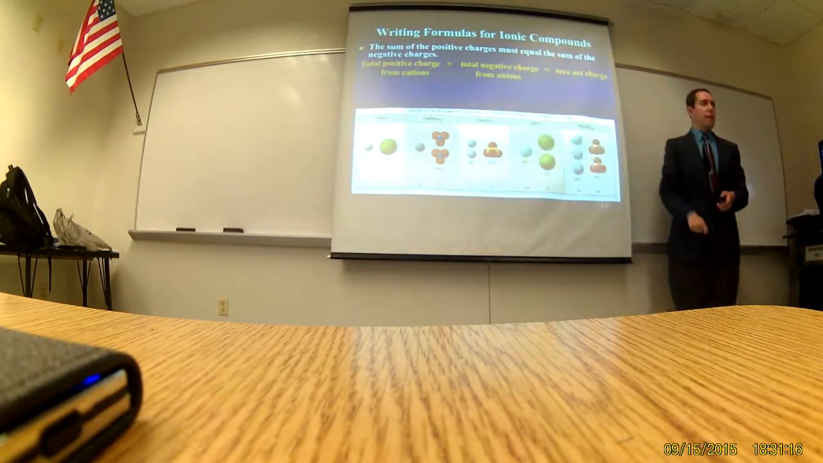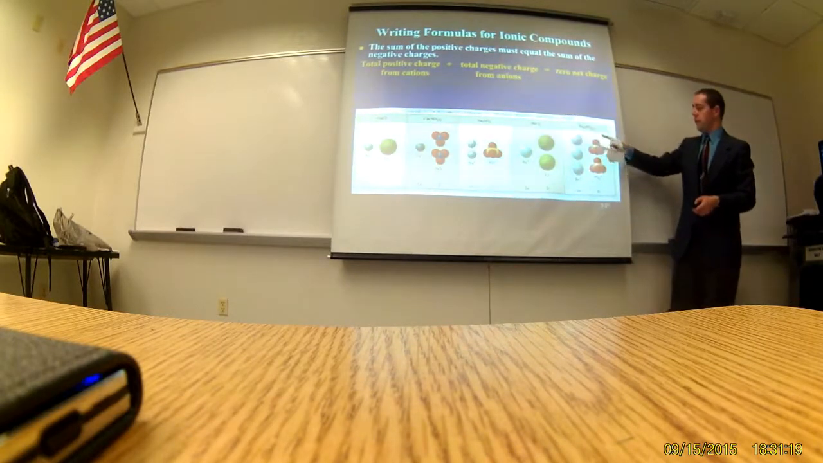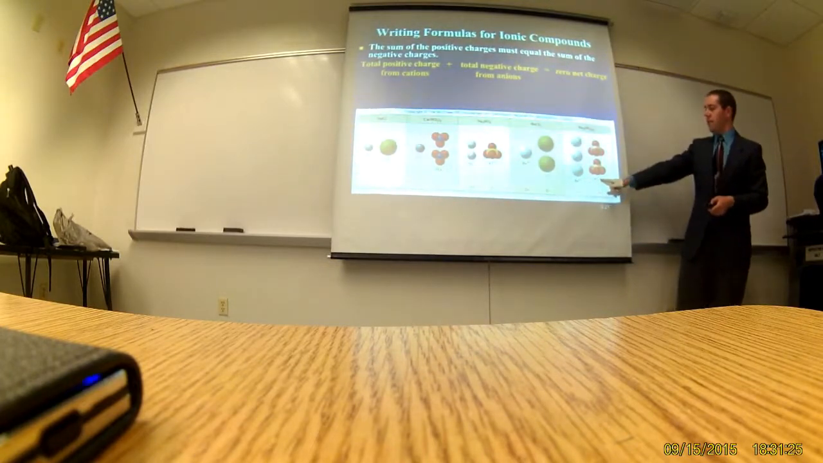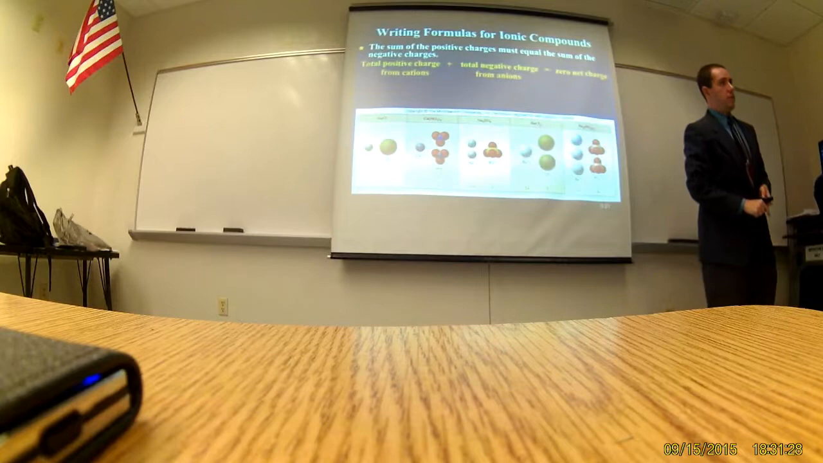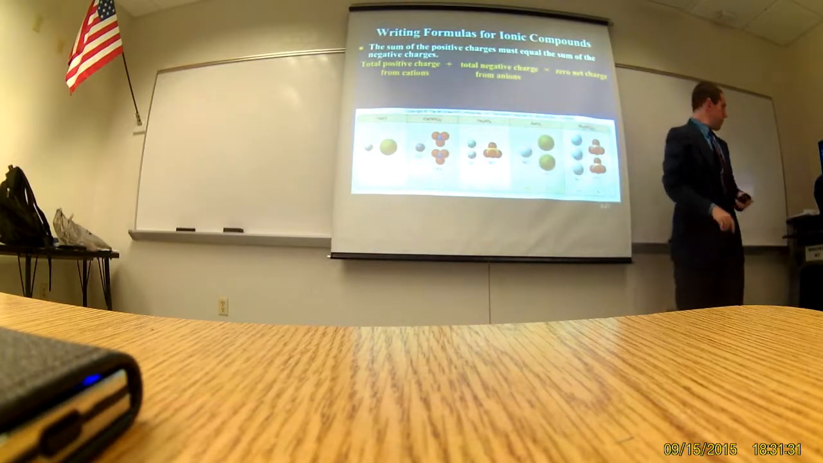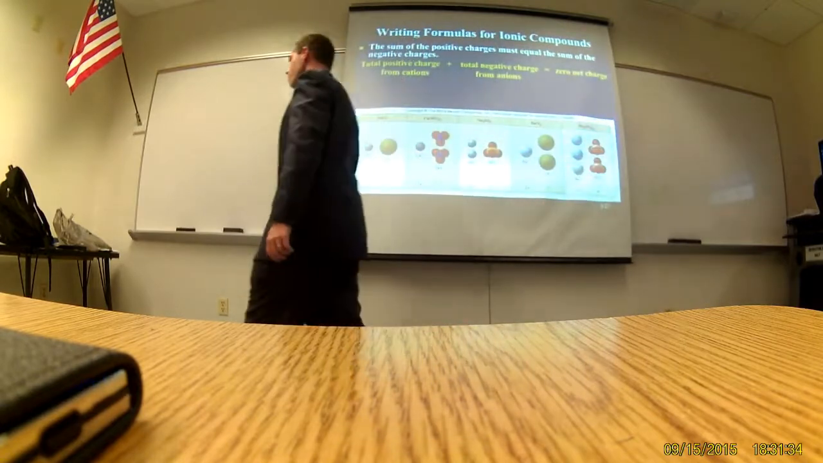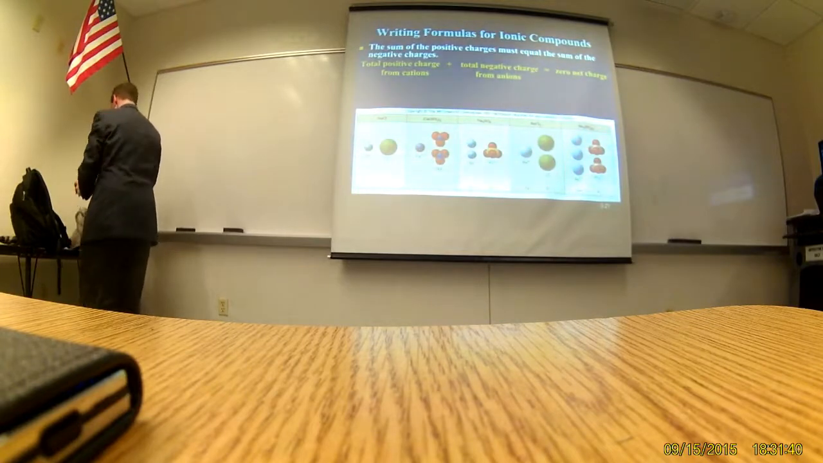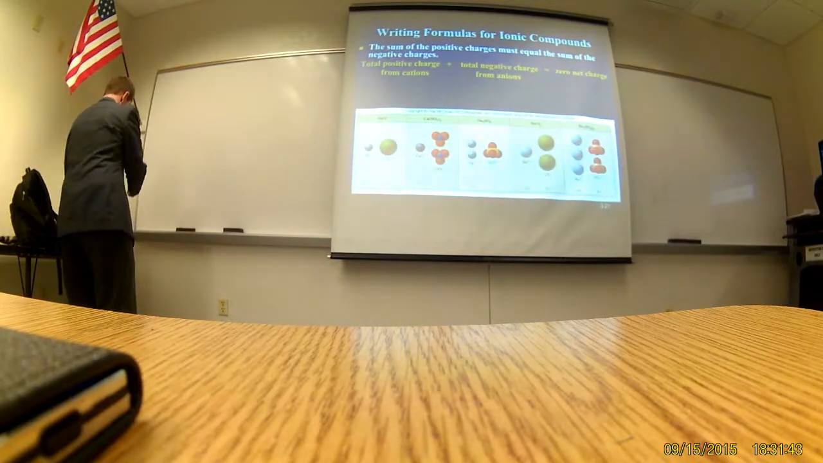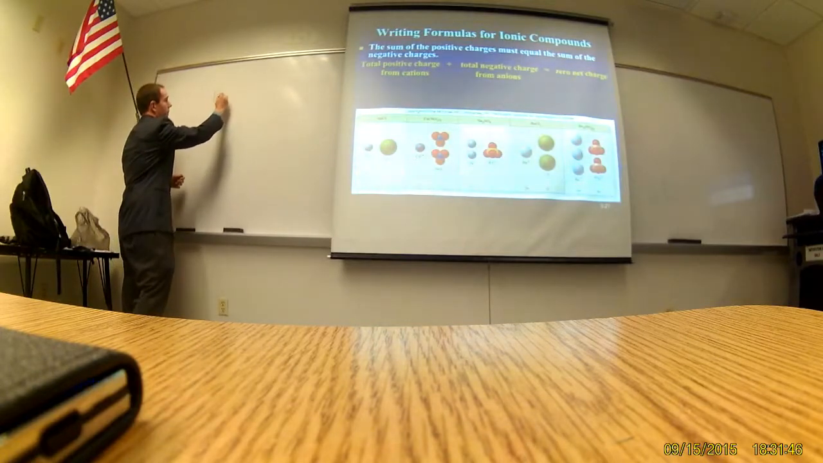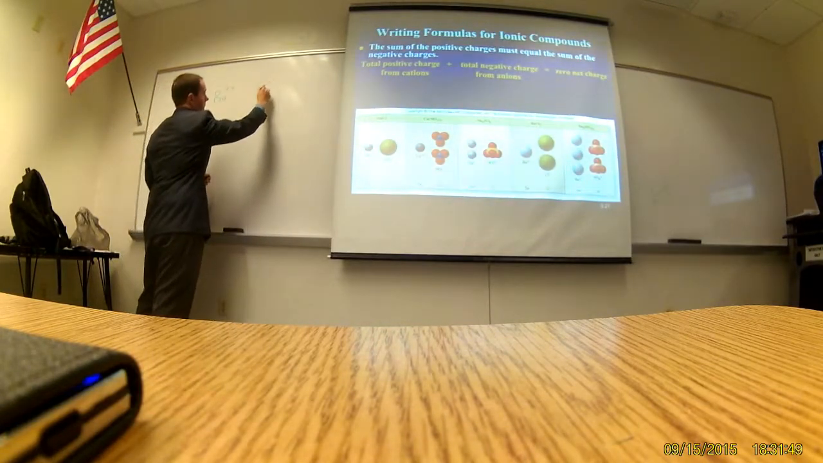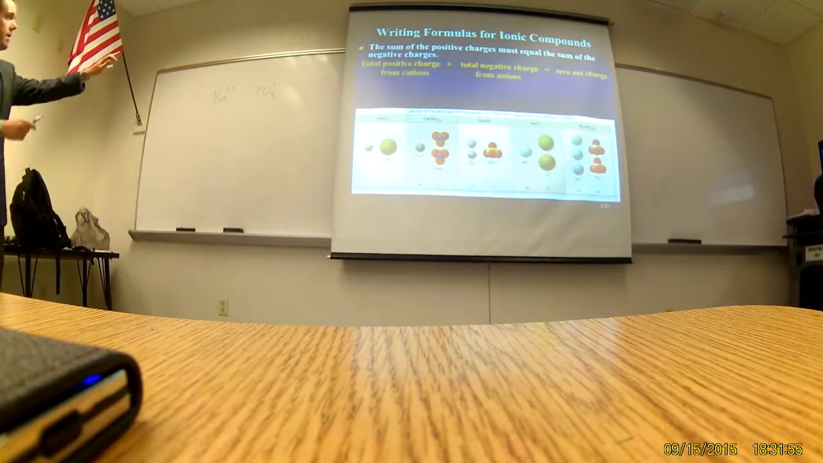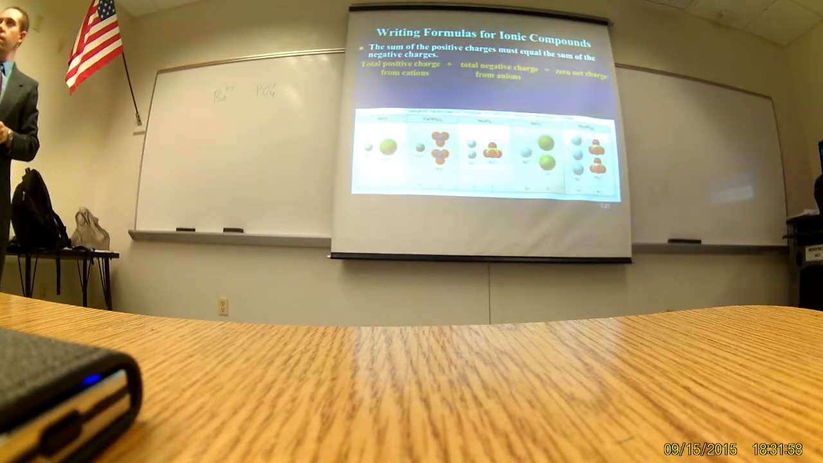And here's about the most complicated you can get, barium phosphate. Barium has a 2+ charge. Phosphate has a 3- charge. What happens if I have barium and phosphate? What is my net charge then? -1.